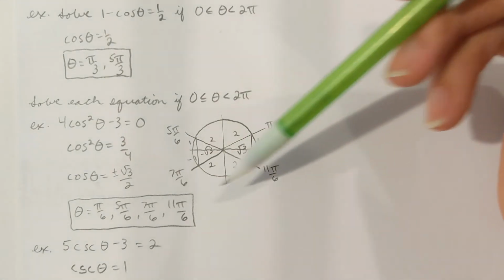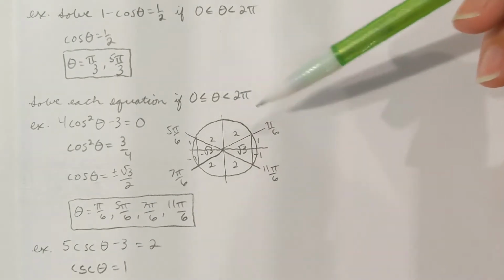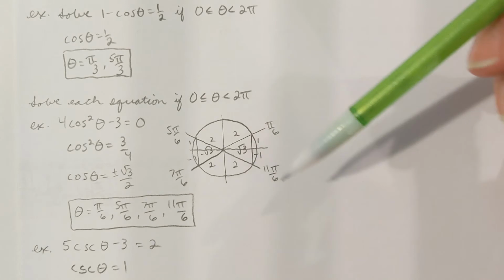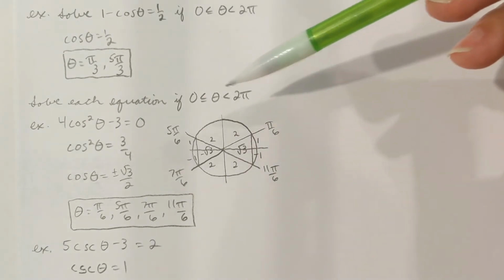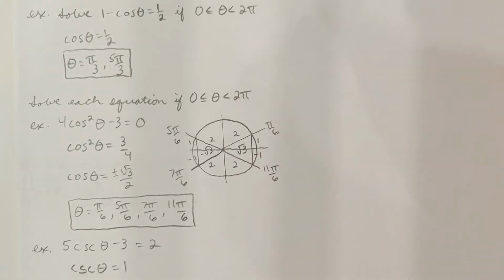Okay, these four angles are going to be my solutions. These are all in the interval 0 to 2 pi. And any increment beyond these four is going to be producing an angle that is outside the interval that we are working on.